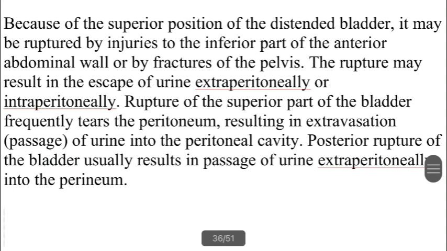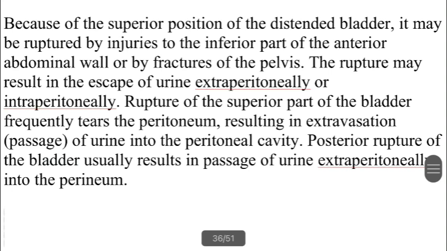Rupture of the superior part of the bladder tears the peritoneum, resulting in extravasation, that's passage of urine into the peritoneal cavity. Posterior rupture of the bladder usually results in passage of urine extraperitoneally into the perineum.